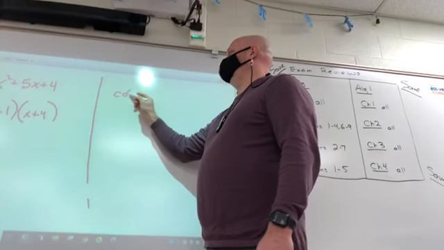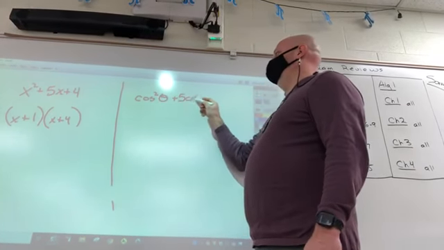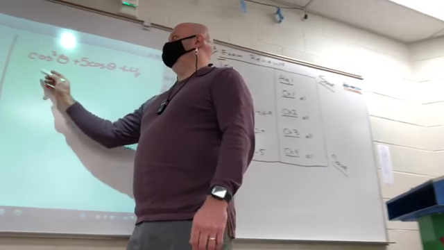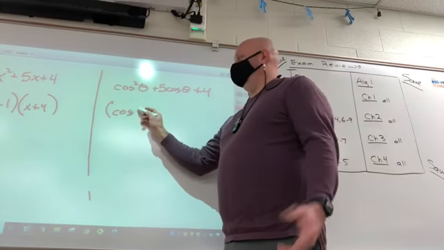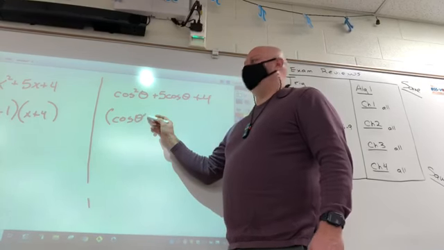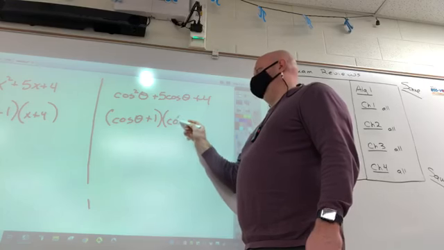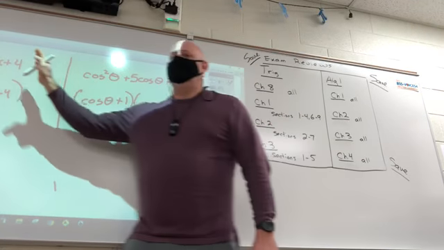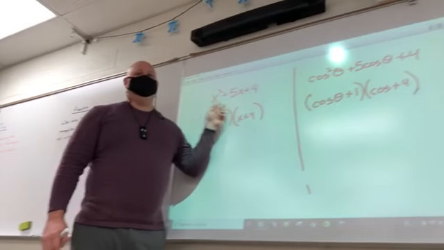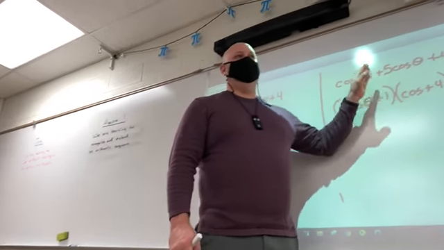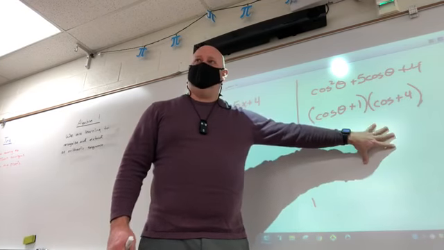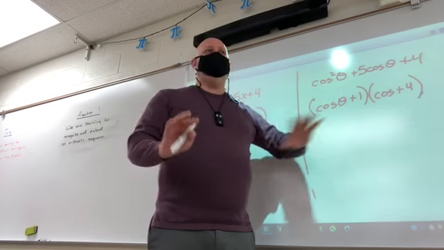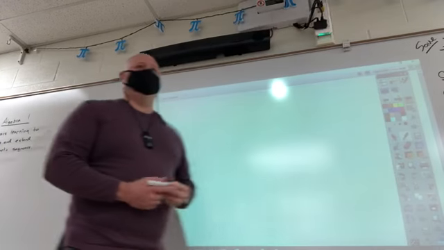Well, fine. What does cosine squared of theta plus 5 cosine of theta plus 4 factor into? It's going to factor into cosine of theta, which you don't have to write the thetas anymore, plus 1, cosine plus 4. They're going to factor exactly the same way as we factored in Algebra 1. If you can factor x squared plus 5x plus 4, then you can factor cosine squared plus 5 cosine plus 4. 75% of these proofs, seriously roughly 75% of them, come down to situations like this.